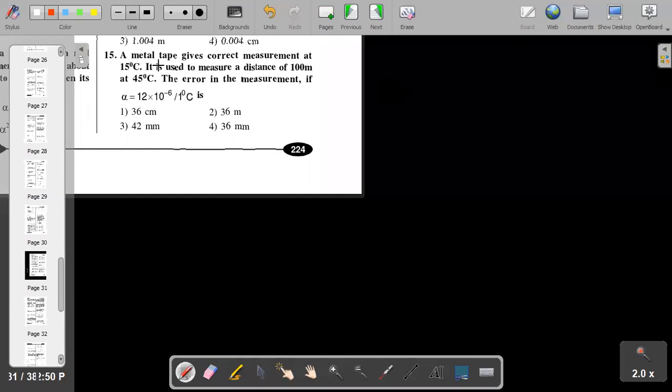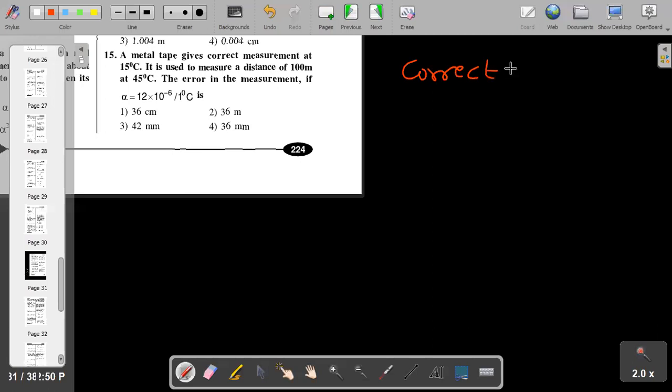What is the first thing they give? A metal tape gives correct measurement where? Correct measurement they have mentioned as 15 degrees centigrade. But where are they measuring? Measured at 45 degrees centigrade.